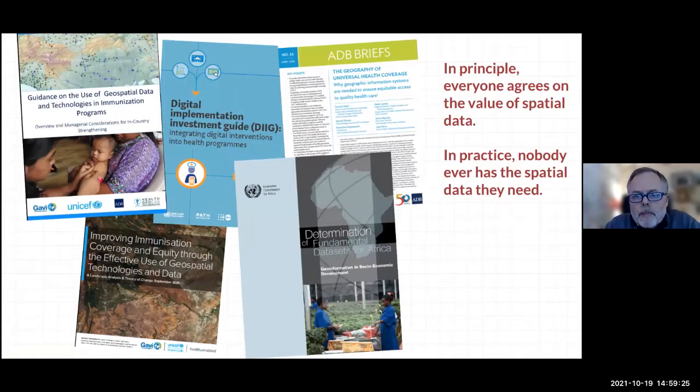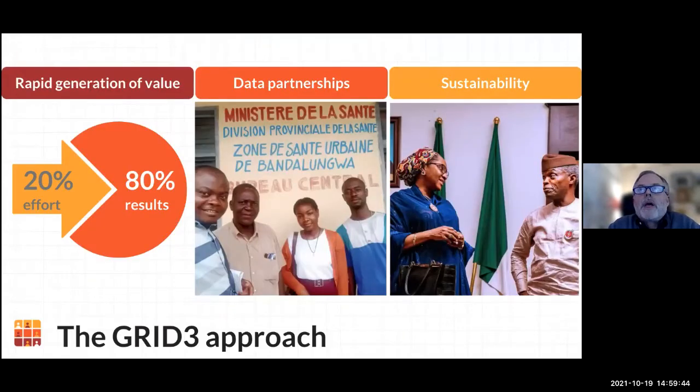Everybody is pretty much aware of the value of spatial data for helping to solve a variety of delivery challenges. But in practice, nobody ever has enough of the spatial data that they need. So we have a paradox. How come we're always short of the thing that we all say is so valuable?